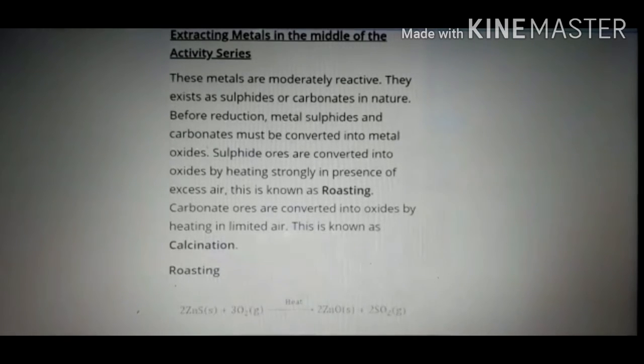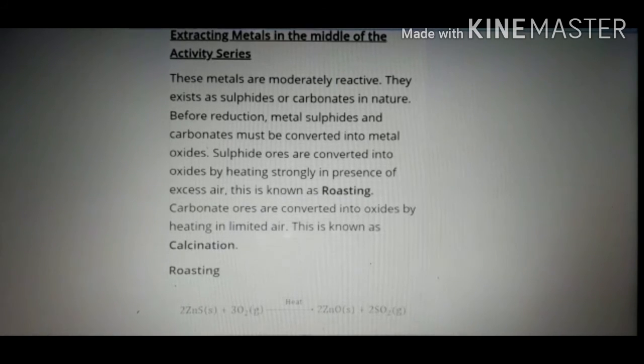Let us discuss an example, zinc sulfide. For example, zinc sulfide, a sulfide ore, is converted into zinc oxide in excess of air. It forms zinc oxide and 2 molecules of sulfur dioxide.